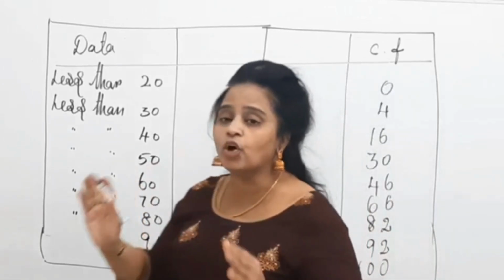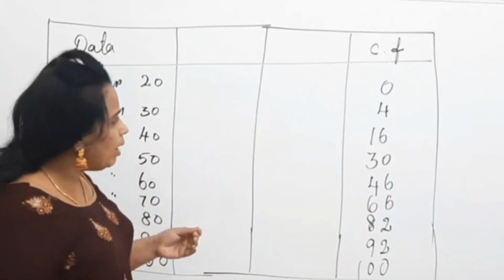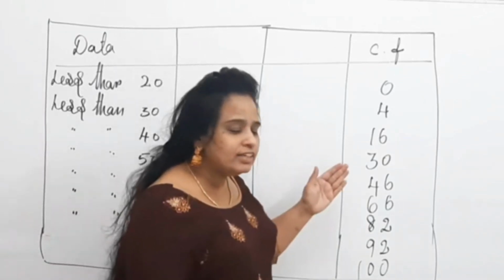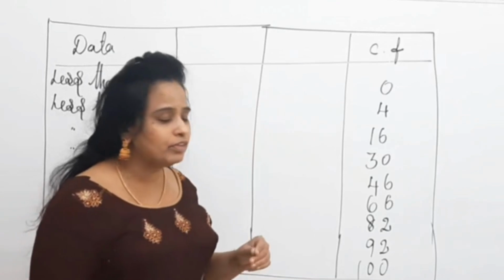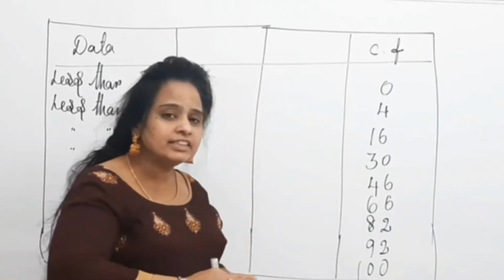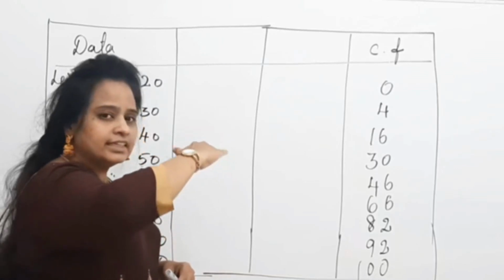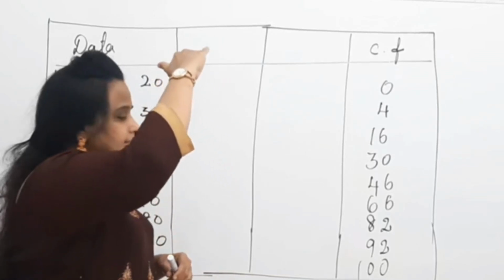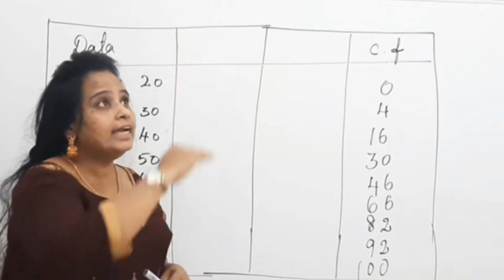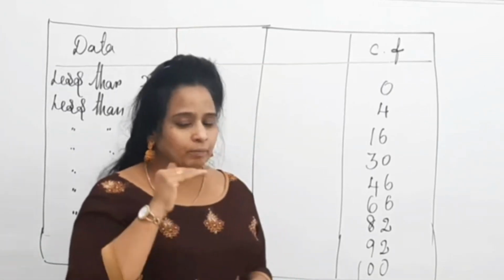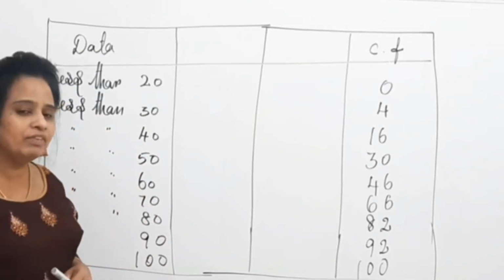distribution given in your question. Now you will have the same doubt: ma'am, why did you write the frequency under the column of cumulative frequency? I gave a hint in the previous video: if the frequencies are in increasing order, 0, 4, 16, 30, 46, 66, 82, 92 and then 100, not coming down, that means it is the cumulative frequency given in the question.